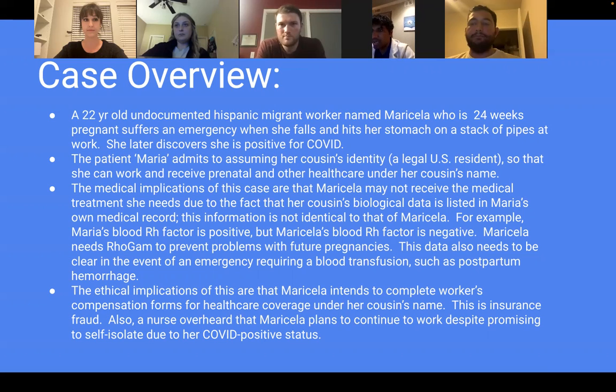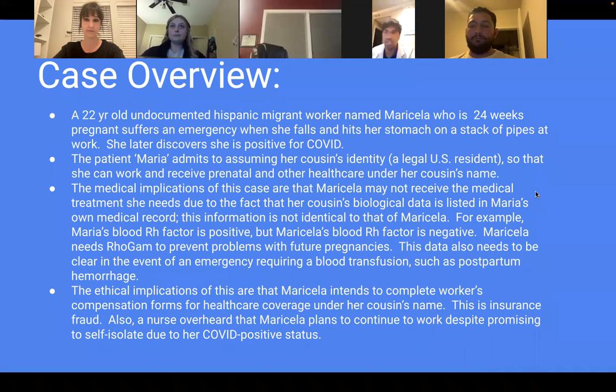Because of this, there are a lot of medical implications in how to properly care for Marcella's prenatal case. Number one, she is using her cousin's biological data as listed in Maria's own medical record, and this information is not identical to that of Marcella. What makes this case more complicated is that Marcella's Rh factor is negative. However, because she is using her cousin's medical records, it states that Maria's Rh blood factor was positive. Marcella also needs RhoGAM to prevent problems in future pregnancies, and this data is also needed in the event of an emergency requiring blood transfusion, such as a postpartum hemorrhage or, more specifically, hemolytic anemia.